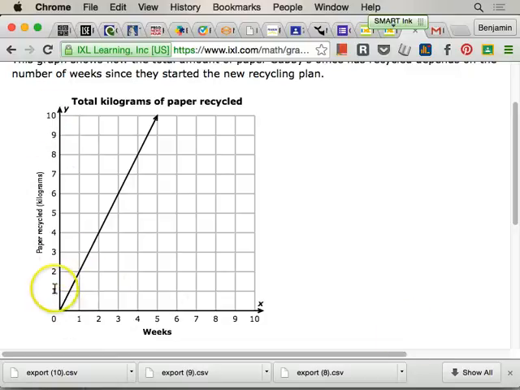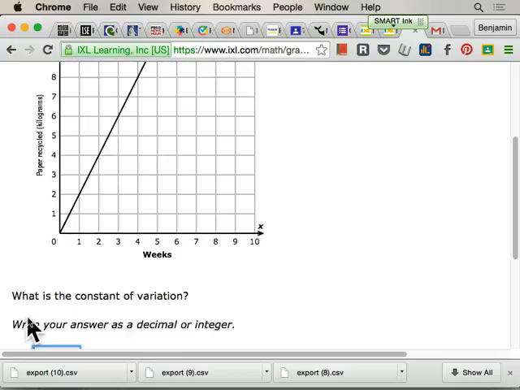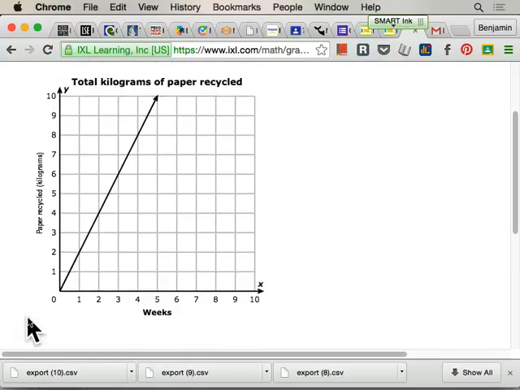So this is the amount of paper recycled. And as always, our independent variable, if there's time, is always our independent variable. So we've got y here, paper recycled, and weeks over here. In order to find the constant of proportionality, there's a few ways we could do it, and the long way is to make a table.